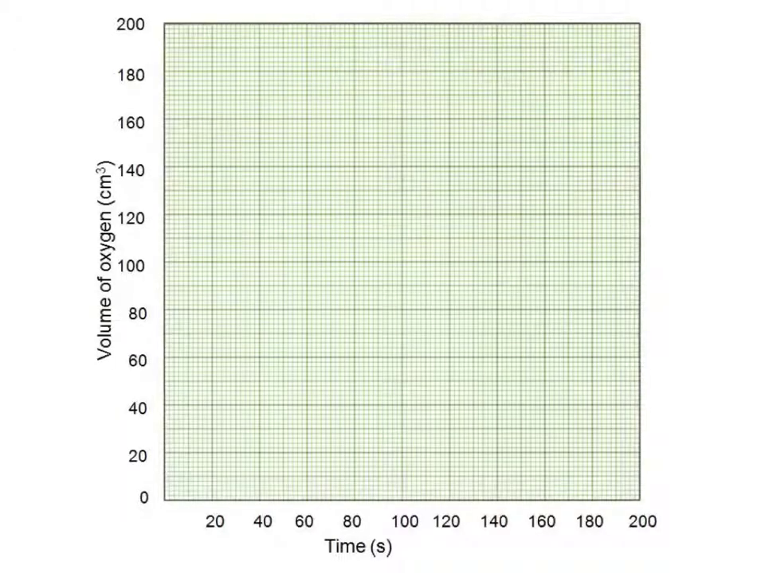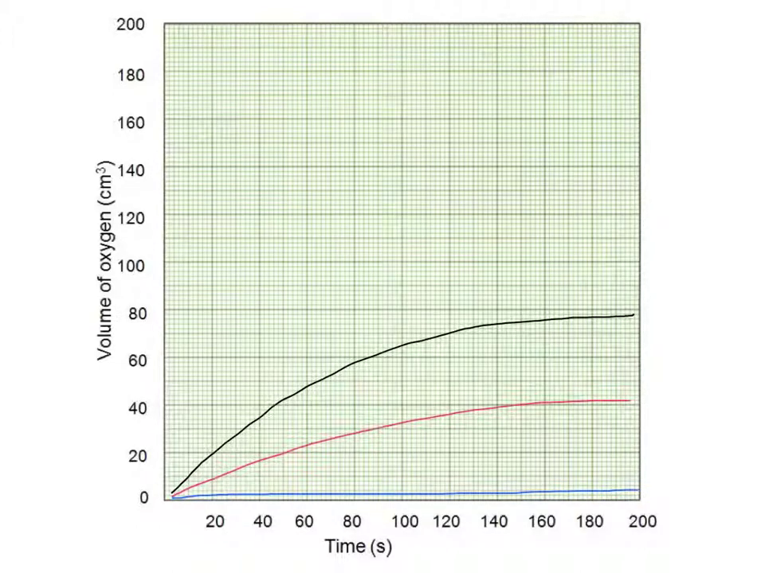If we were to do this, we'd see that the uncatalyzed reaction would be practically non-existent. It would produce very, very few bubbles. However, different catalysts might produce a faster reaction, and of course the reaction which produces the most gas in a given time will be the one which is using the most effective catalyst. And manganese oxide, the black line here, would produce the largest volume of oxygen gas in the shortest time because it's the most effective catalyst.